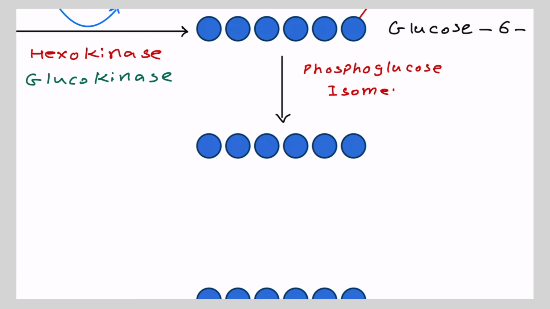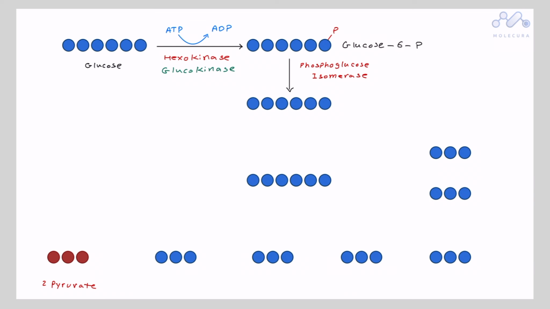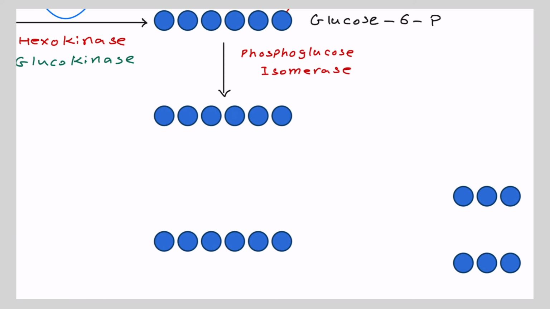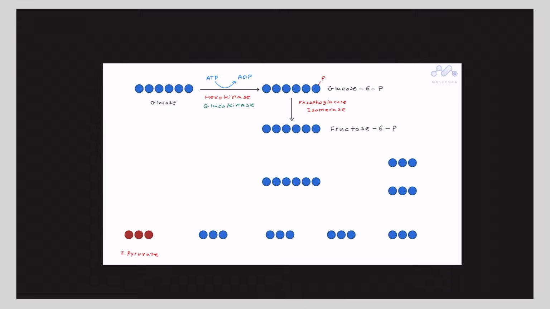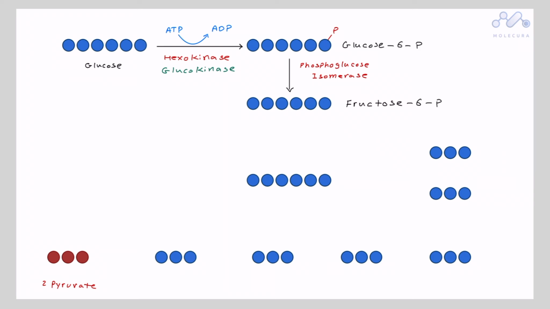Some texts would just refer to it as isomerase. So this is going to convert our glucose 6-phosphate into fructose 6-phosphate. And this is particularly important because once this 6-carbon molecule gets broken, we need it to be in a different form, on a different configuration for the rest of the glycolysis to go ahead. Now, we're going to have a look at this to see what is exactly happening.